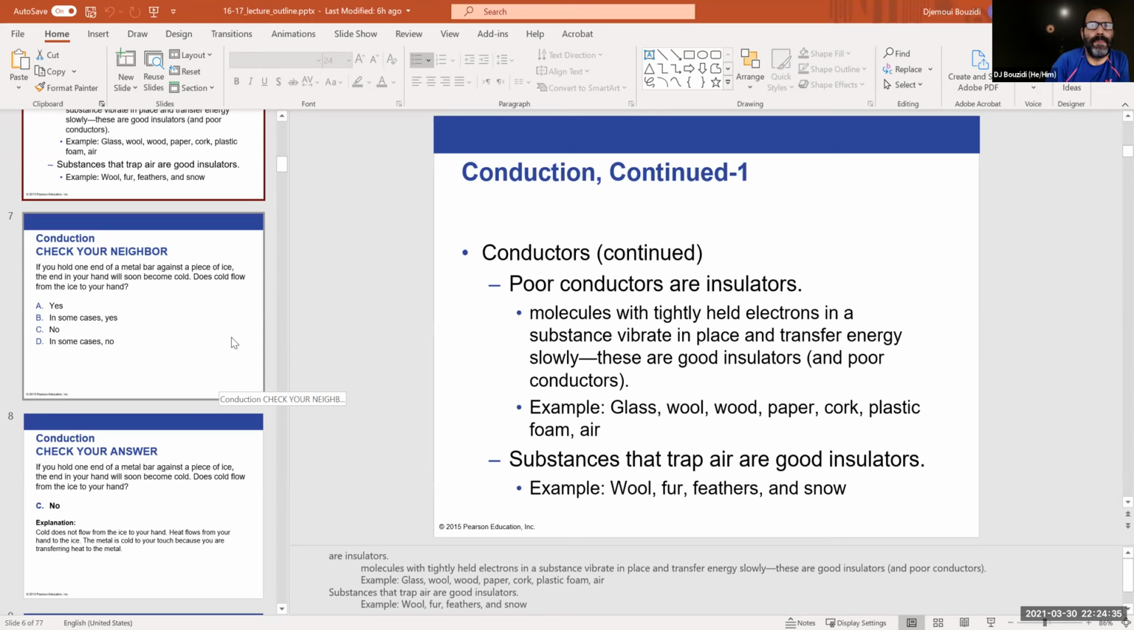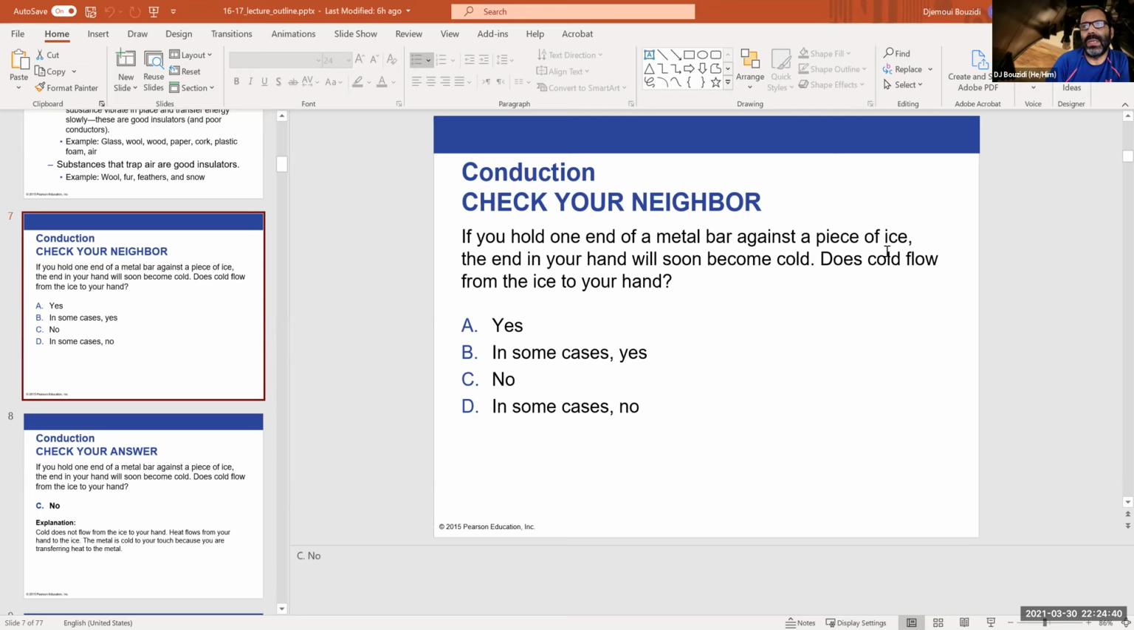If you hold one end of a metal bar against a piece of ice, the end in your hand will soon become cold. Does cold flow from the ice to your hand? Always heat transfer. So if you sit on a bench, for example, on the outside on a cold day, you feel cold, not because you're receiving cold, but because of a transfer of heat.